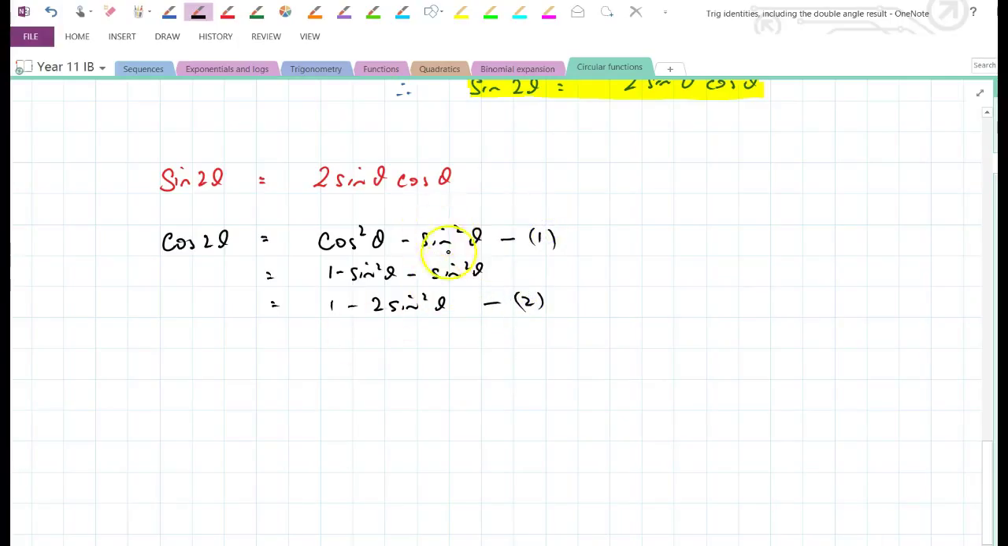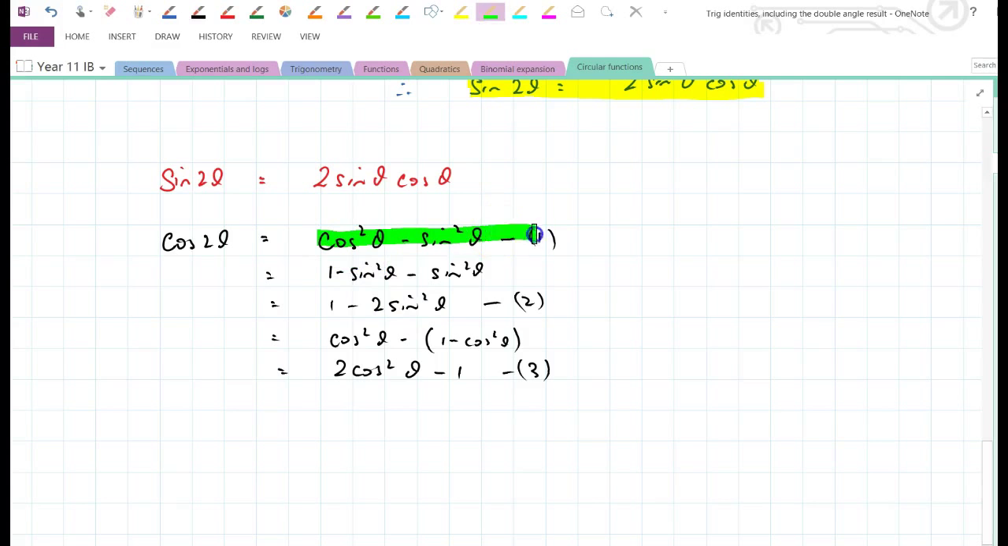Now if I go back up to 1 and make sine squared theta 1 minus cos squared, I can say that I've got cos squared theta minus, rather than sine squared, 1 minus cos squared theta. If we run that negative through here, we end up with cos squared theta plus cos squared theta, hence 2 cos squared theta minus 1, and that's our third result. So they are, right, result 1, 2, 3, for cos 2 theta, and just a single result for sine. Now we wouldn't want to leave tan out, would we?